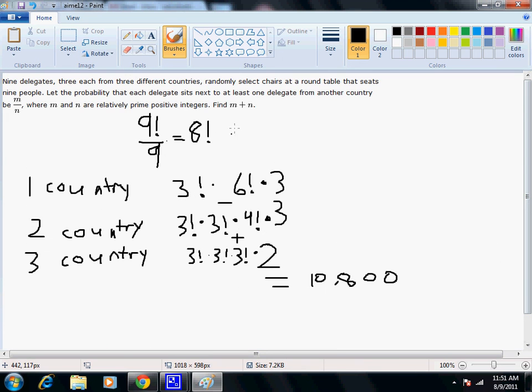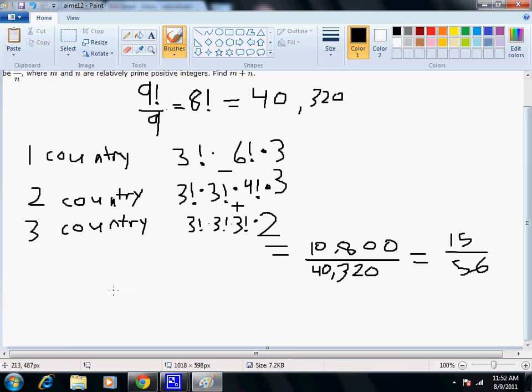And 8 factorial is 40,320. So the probability of at least one set of 3 delegates from one country sitting together is this over 40,320, which reduces to 15 over 56. And since this is what we do not want, and the answer is asking us for what we do want, we subtract that from 1. So the probability we want is 41 out of 56, and as usual, it asks for the sum of the numerator and the denominator, which comes out to 97.